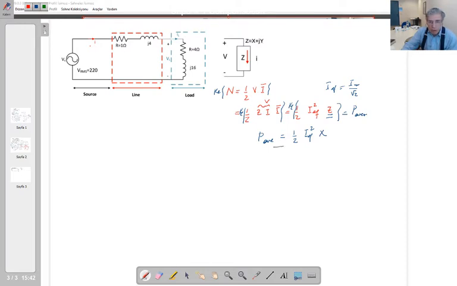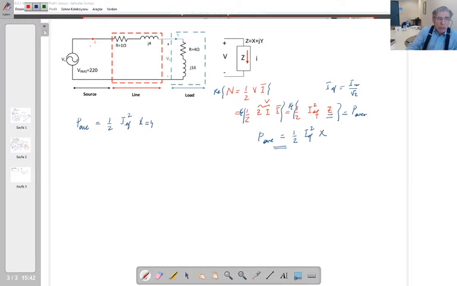So I will be using this formula in order to find out the efficiency of this line. How am I going to apply it? Easy. I'm going to find out the average power of this load. P average for this load is equal to 1 over 2 I effective squared times X, which is equal to 4. This is the real part of my impedance, and that is 4.